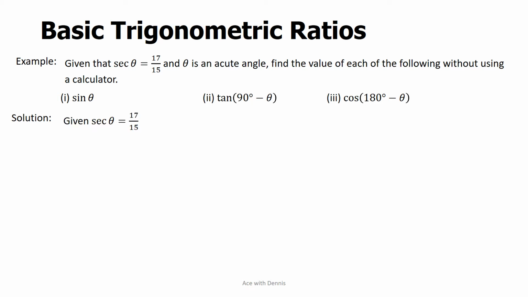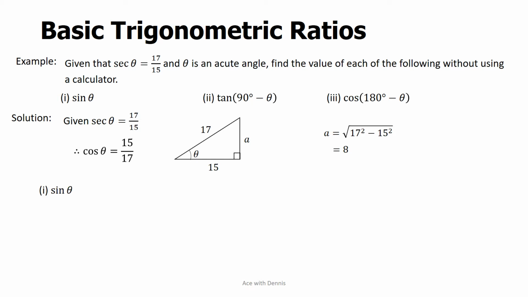Given secant theta equals 17 over 15, which means cosine theta is equal to 15 over 17 because they are reciprocals of each other. So from this information, we can sketch the right angle triangle where this is the angle theta. The adjacent side is 15, the hypotenuse is 17. Then by using Pythagoras theorem, we can find the opposite side A. So A equals the square root of 17 squared minus 15 squared. So the answer is 8.